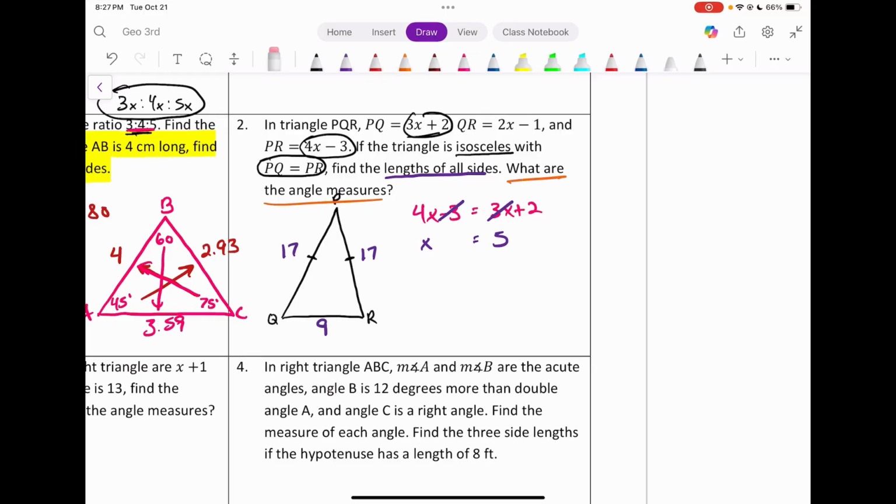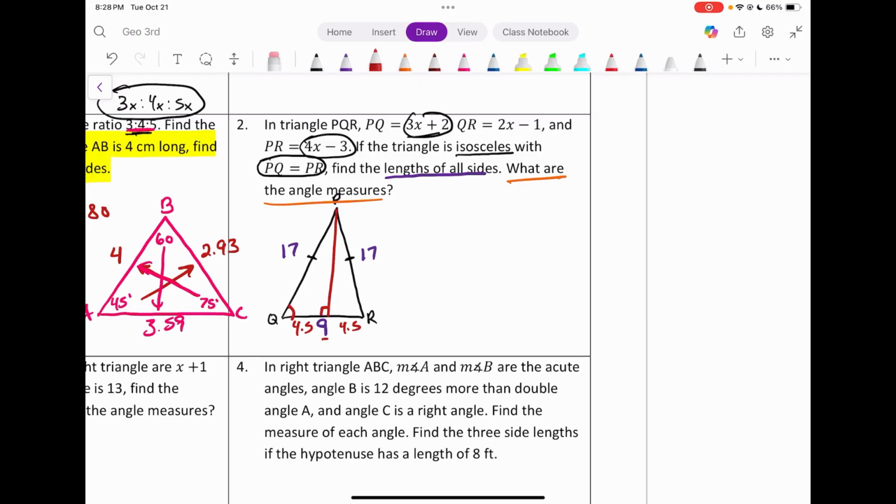So a couple ways we can work this. We could use the law of cosines, but here's how I want to do it. Let's actually draw this. I feel like this is the easiest way. Draw this line of symmetry. That's going to split the bottom into 4.5 and 4.5. It cuts that 9 in half.